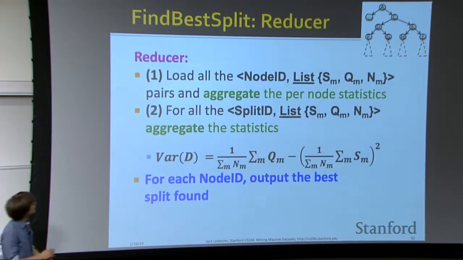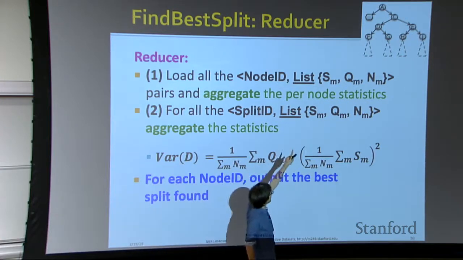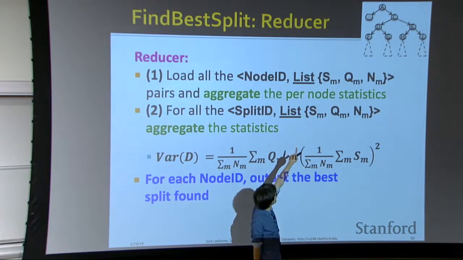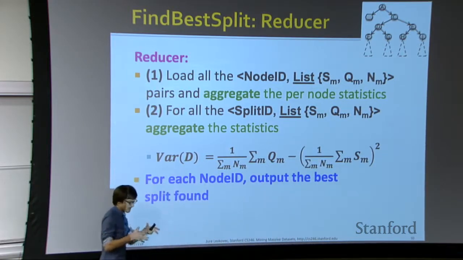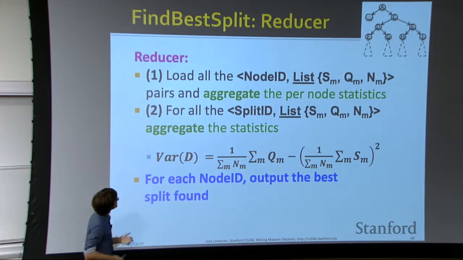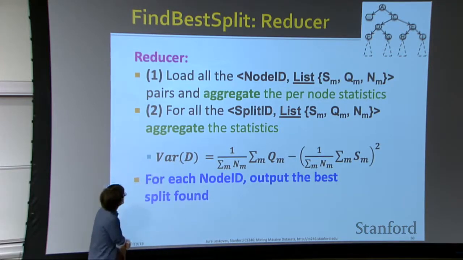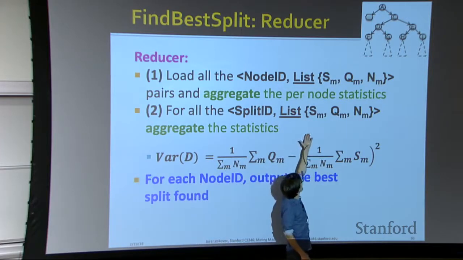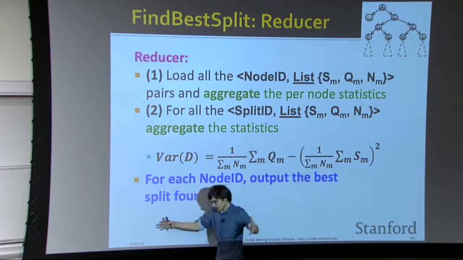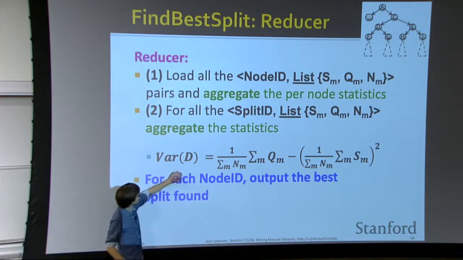So what the reducer will do, it will load all the node IDs and then the list of sum of the y values, sum of the squares of the y values, and the number of data points that the mapper saw. And then it will also aggregate these statistics per every node. And then it will do the same for every split. It will aggregate the statistics S, Q, and N over all the mappers that have run.